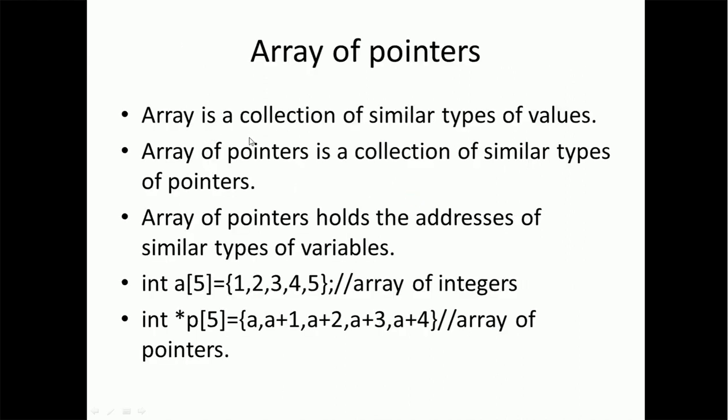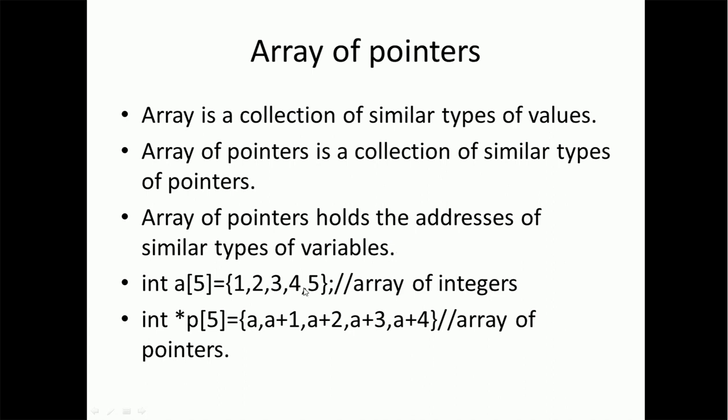As we know, array is a collection of similar types of values. Similarly, array of pointers is actually a collection of similar types of pointers. What is the meaning of similar types of pointers? That means all the pointers stored inside the array will point to similar types of variables. If we are creating an array of integer type of pointers, all the pointers will point to integer type of variables. If we are creating an array of float type of pointers, all the pointer variables will point to float type of variables.